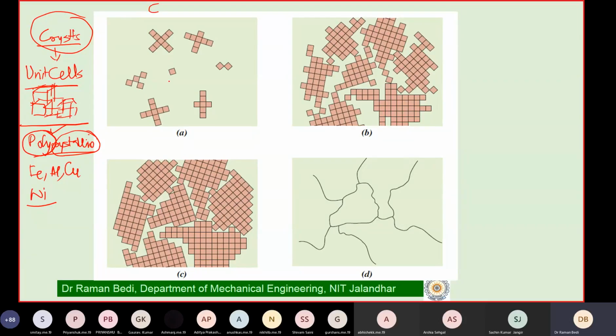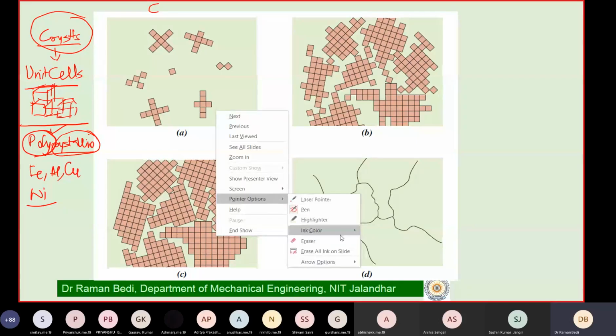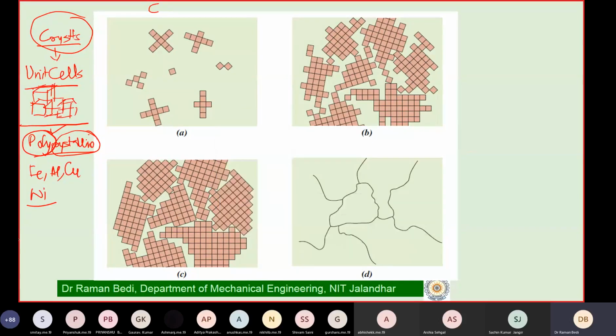What I'm trying to tell you in these figures is the formation of crystals in a very simple way. These squares here resemble what we call a unit cell. What is happening is that in these domains, this one crystal is growing here.